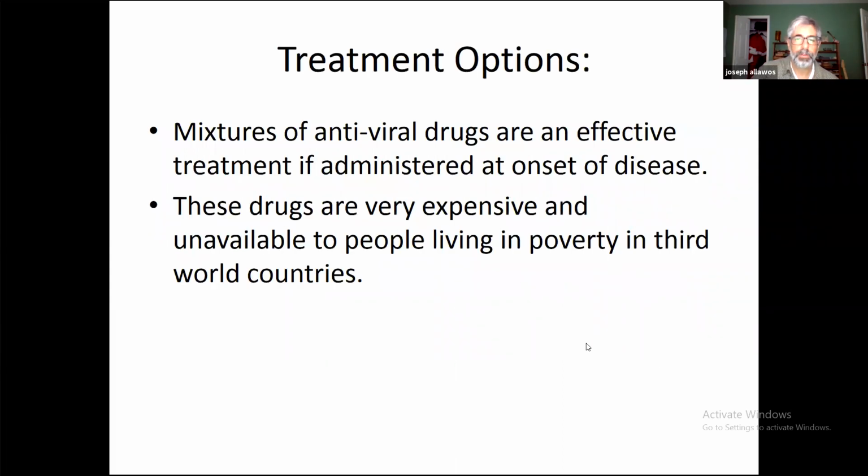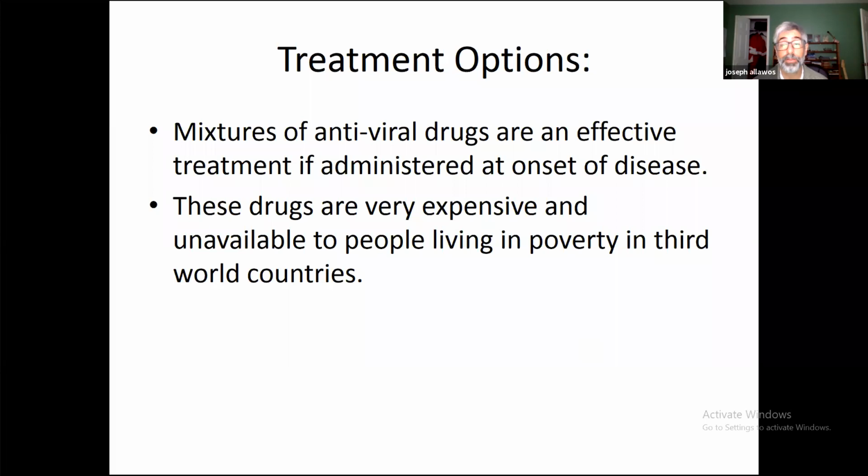Okay. As far as treatment options go, they have found that using mixtures of antiviral drugs are very effective at treating if they're administered at the onset of disease. So if they catch the disease early enough and you begin taking these antiviral drugs daily, believe it or not, now an HIV positive individual where it's caught early and they take the drug regimen has the same life expectancy as a non-HIV positive person. So they've actually gotten the life expectancy up to what would be considered a normal life expectancy, if you consider taking a handful of drugs every day normal.